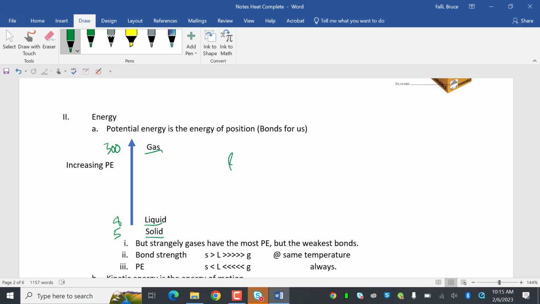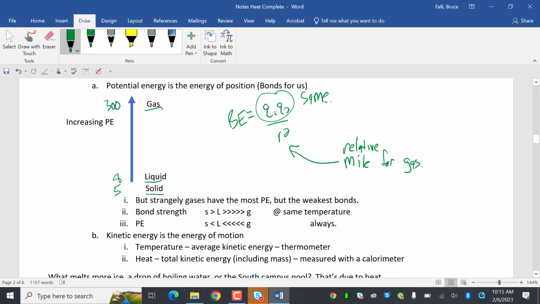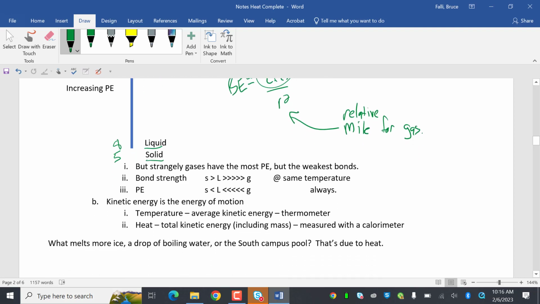This comes from the fact that bond energy is Q1, Q2 over radius squared. These are the same because you're talking about the same deal. But this radius squared, remember how I talked about relative mile away? That means I'm dividing by a really big number, so my bond energy goes way down. So strangely, gases have the most potential energy, but they have the weakest bonds. A solid has the strongest bonds, then liquid, then gases are way less. Solids have the least potential energy, then liquids, and gases have way more. So just keep that in mind.